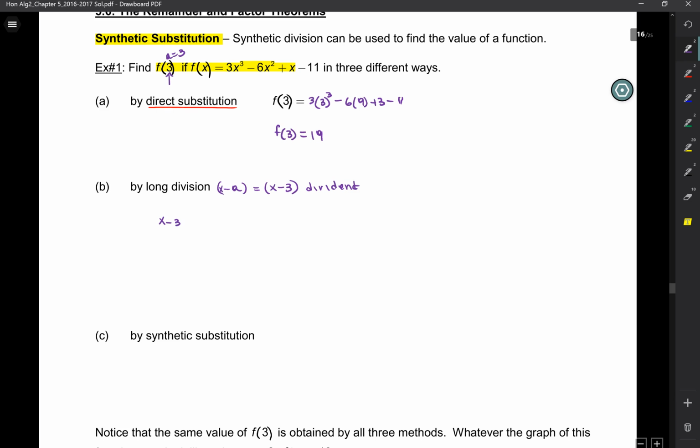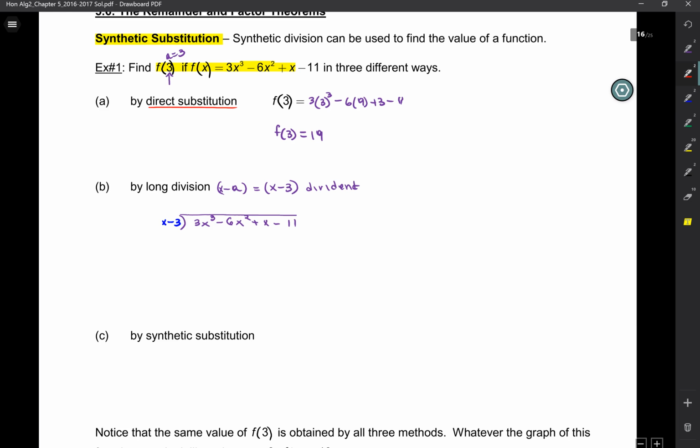All right. So now I have x minus 3. And here I have 3x cubed minus 6x squared plus x minus 11. All right. So remember, x minus 3 is my x minus a, right? In fact, let me write that in a different color. Okay?